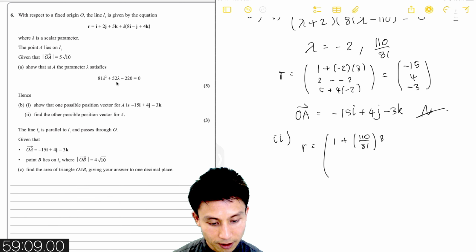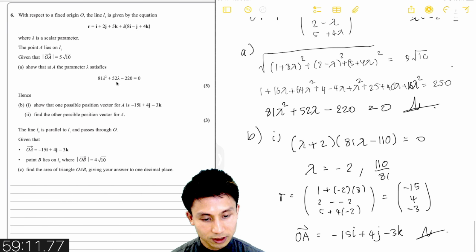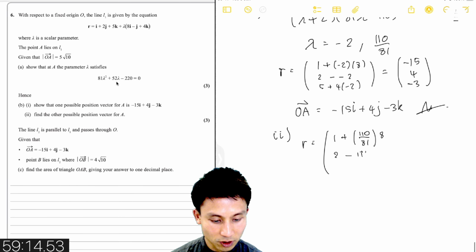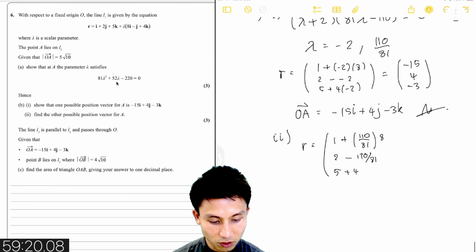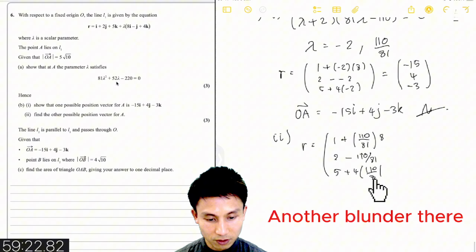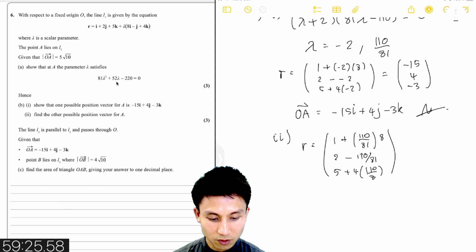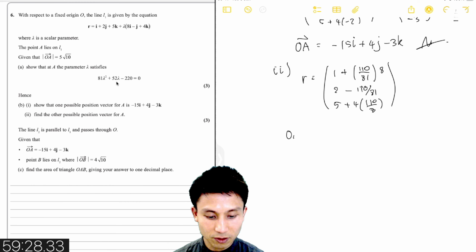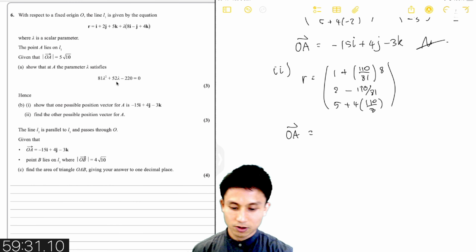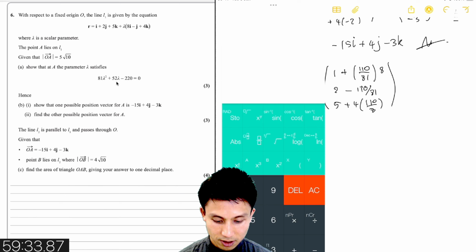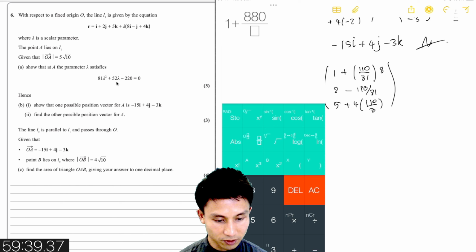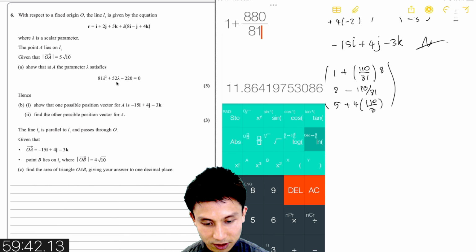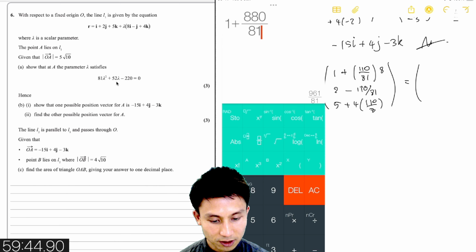Yeah, 2, what is that? 2 minus lambda, so 2 minus 1, 110 over 81. And then the other one is 5 plus 4 lambda, 5 plus 4 times that. I'm gonna need a calculator for this. Okay, so this is another one is OA being, okay, calculator, come on. So 1 plus 880 over, hang on, that's not over 81. And then I can change to a fraction. So that is 961 over 81.